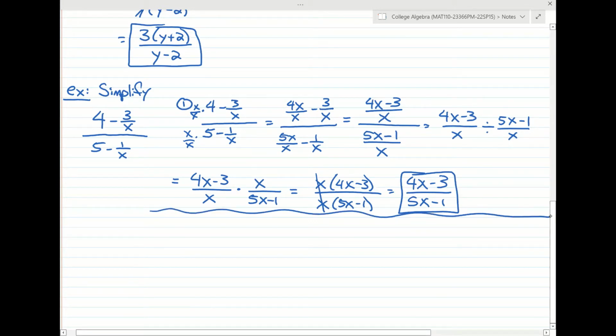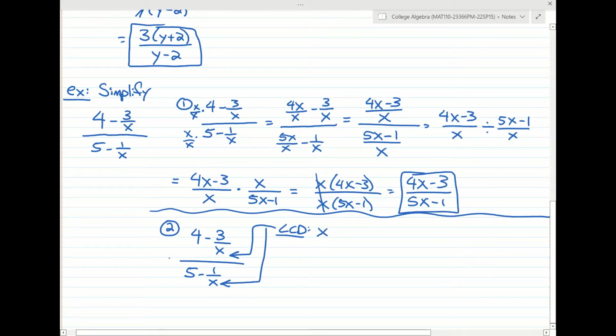I'll show you that second technique. It'll be a little bit faster. Second technique: if we had 4 minus 3 over x divided by 5 minus 1 over x, what would be the least common denominator for the top denominator and the bottom denominator? It'd be x, right? So we're going to multiply everything on top by x and everything in the denominator by x.